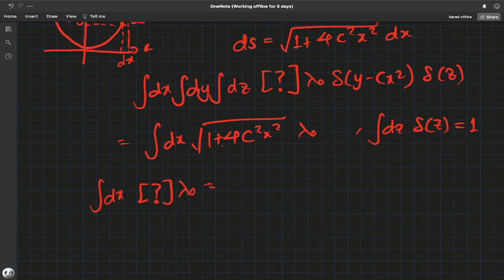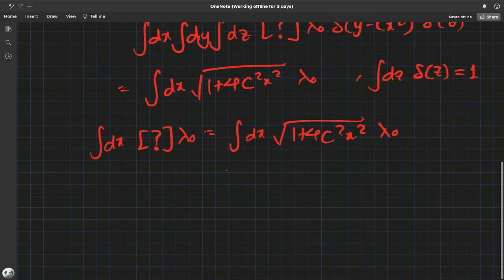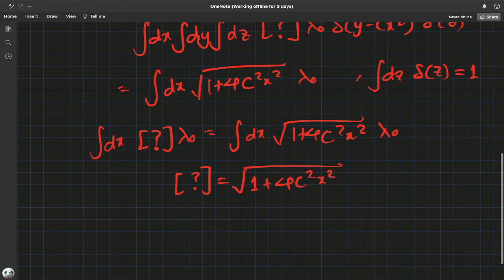lambda naught is equal to dx square root of 1 plus 4c squared x squared. This is equating the volume integral and the line integral. We notice that this question mark factor is 1 plus 4c squared x squared.